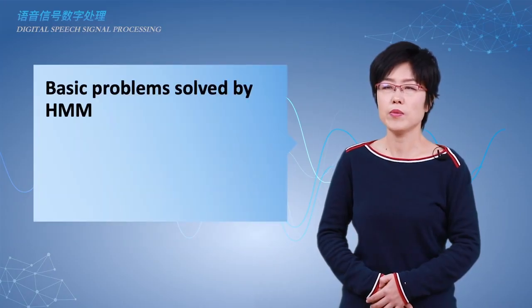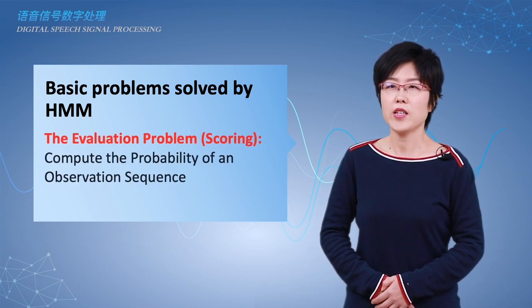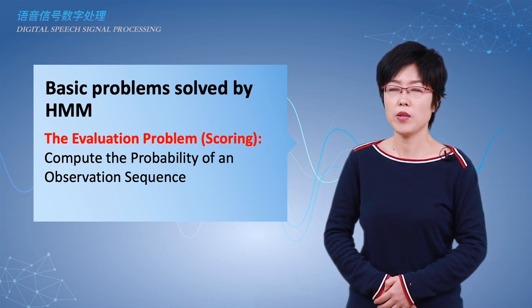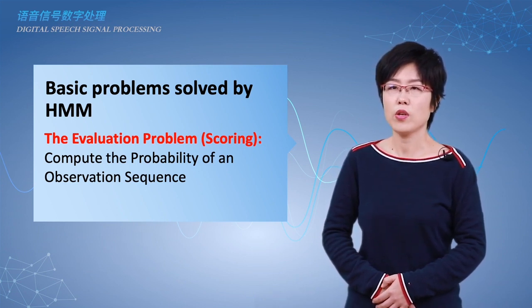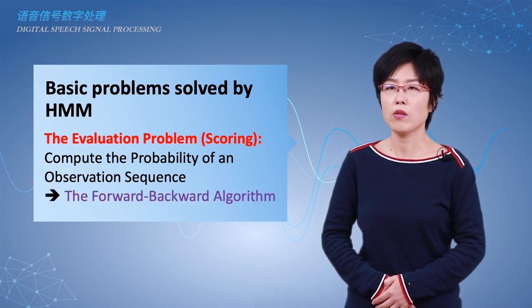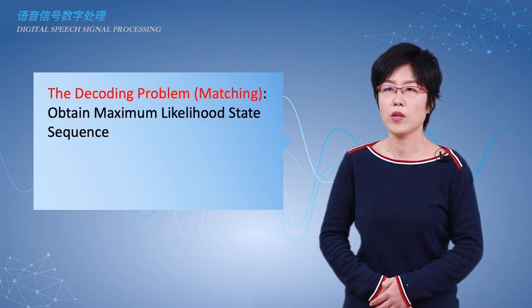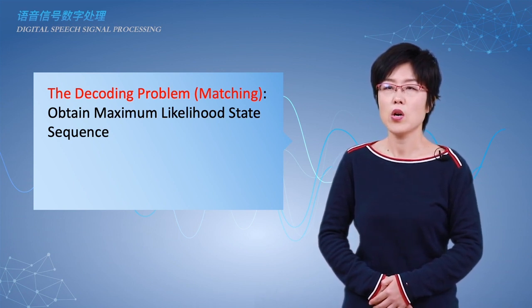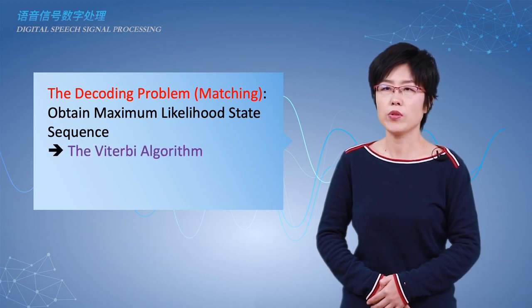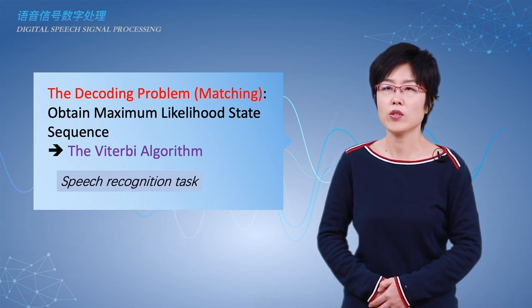There are three basic problems that the HMM model can solve. The evaluation problem, also named the scoring problem, is to compute the probability of an observation sequence, which can be solved by the forward-backward algorithm. The decoding problem, also named the matching problem, is to obtain the maximum likelihood state sequence, which can be solved by the Viterbi algorithm. Decoding problem corresponds to the task of speech recognition.